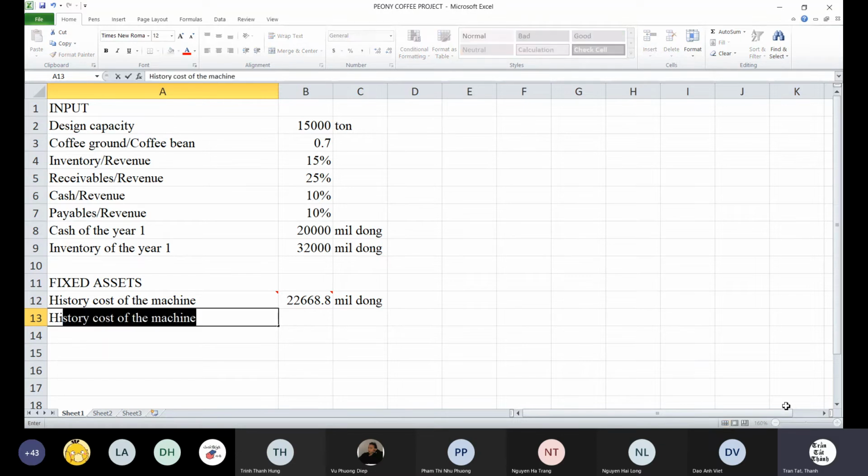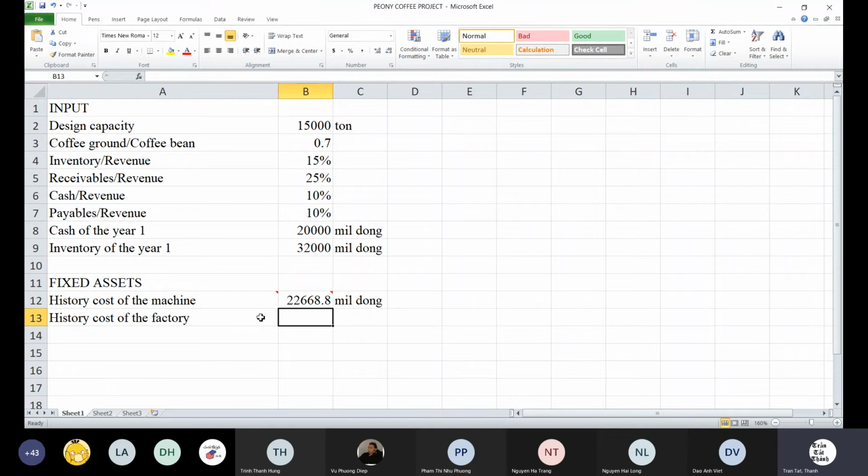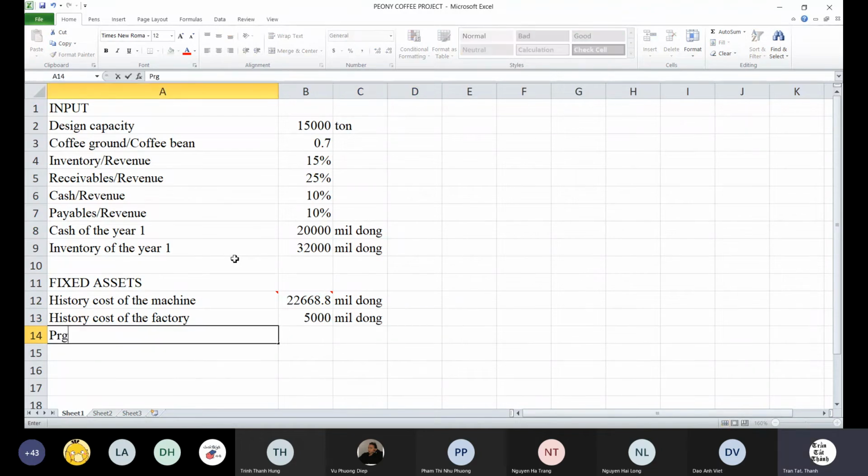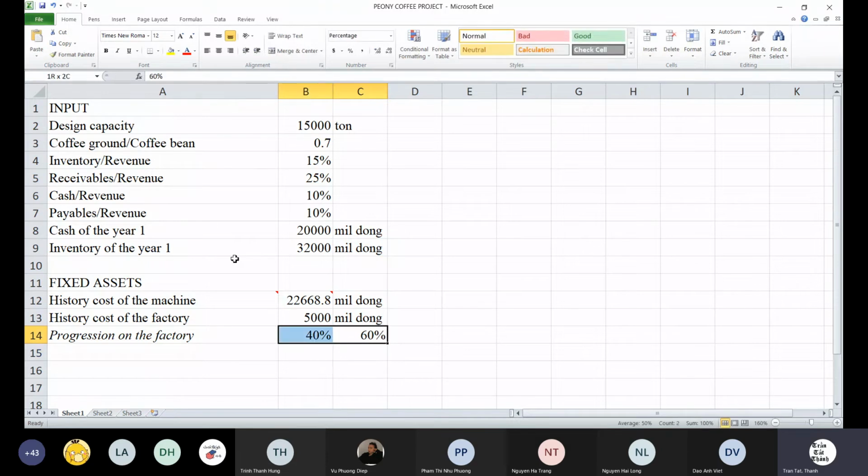Then, history cost of the factory. What's going to be the factory? 5 billion dong, which is 5,000 million dong. And the progression on building the factory is going to be 40% for the first year and 60% after that. Okay, what else? Continue.